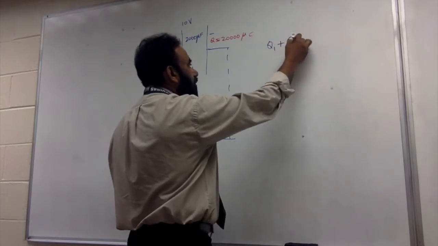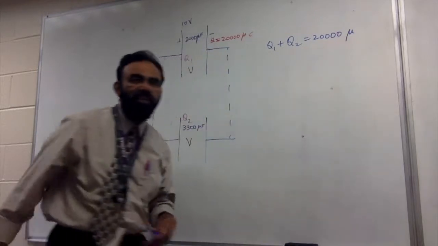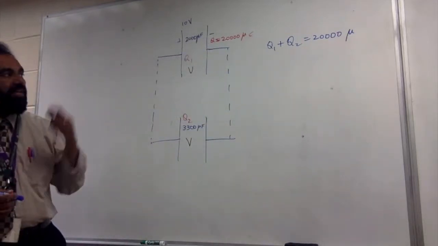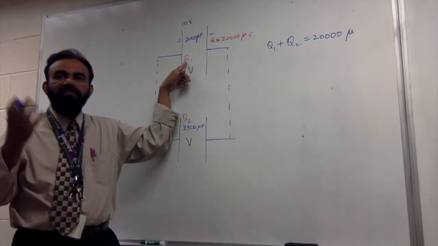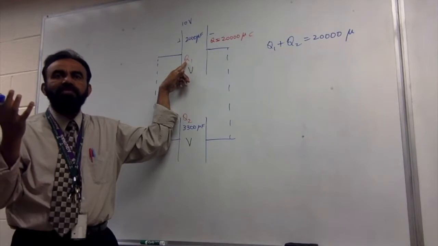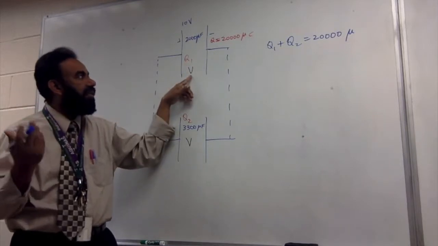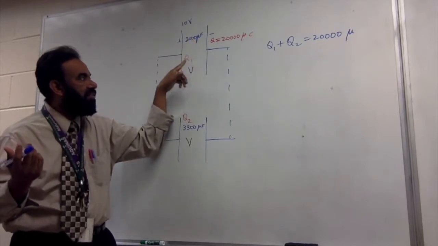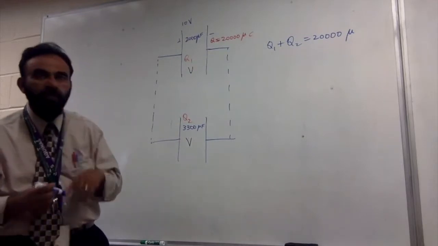Q1 plus Q2 is equal to 20,000 micro. I'm just leaving it, I don't want to put units there. So we have that. Now, if this one is going to have Q1 coulombs remaining at a new voltage V, what is the connection between this V and this capacitance and this Q1? So what is Q1 equal to?